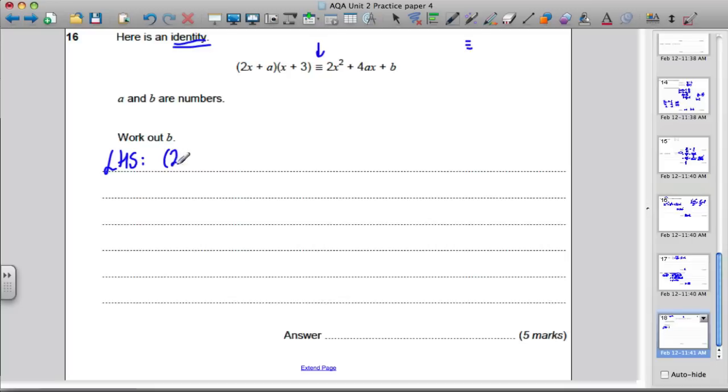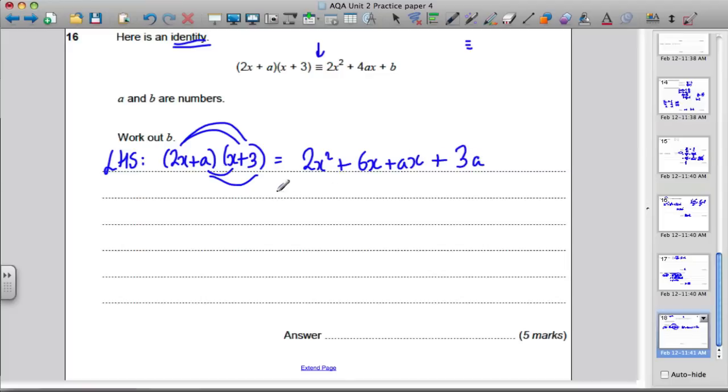Multiply out 2x plus a and x plus 3. 2x times x is 2x squared. 2x times 3 is 6x. a times x is plus ax. And a times 3 is plus 3a. Just tidying up there, that's 2x squared. Factorise out the x. We've got x, 6 plus a, and then we've got plus 3a. That's expanded out and tidied up.